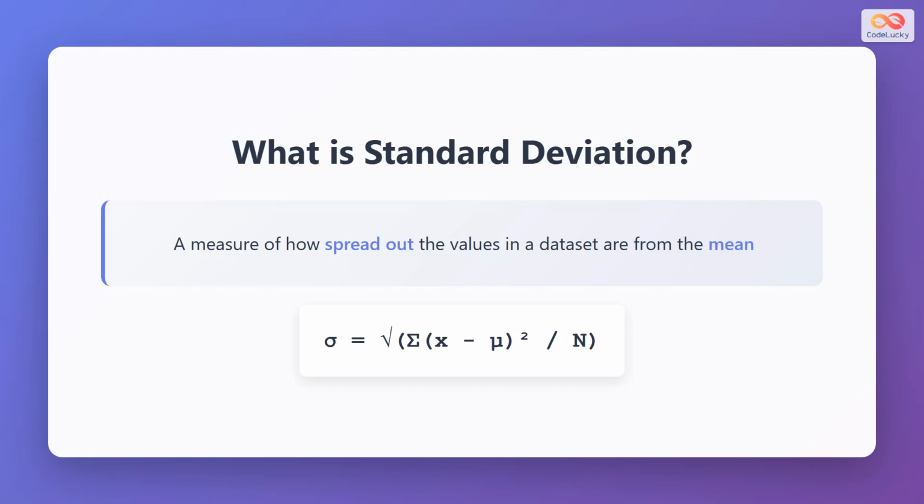The formula shown is sigma equals the square root of the sum of (x minus mu) squared, divided by n. Sigma represents standard deviation, x is each individual value, mu is the mean, and n is the total number of values. A low standard deviation means data points are close to the mean, while a high standard deviation means they're more spread out.